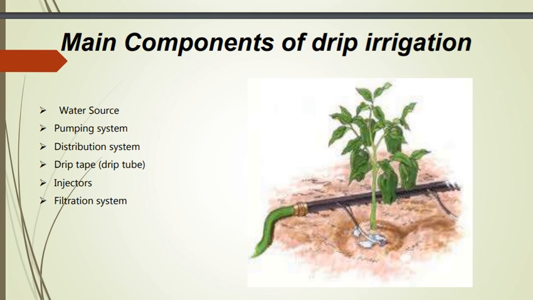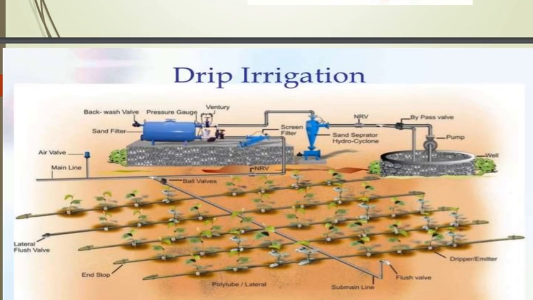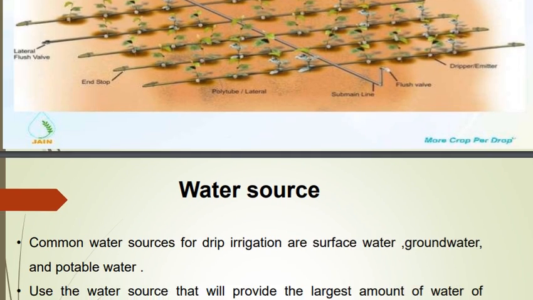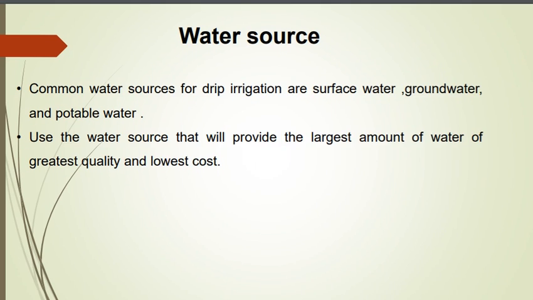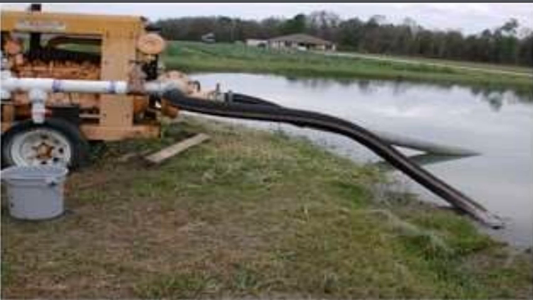Main components of drip irrigation: water source, pumping system, distribution system, drip tap, injectors and filtration system. So this is the typical layout of drip irrigation system. Next is the water sources. The common water sources for drip irrigation are surface water, groundwater and potable water. Use the water source that will provide the largest amount of water of the greatest quality and the lowest cost. So this is the water supply or the water source.